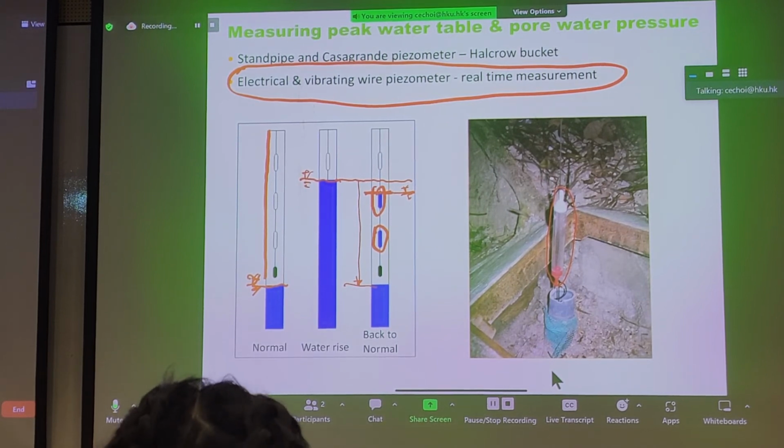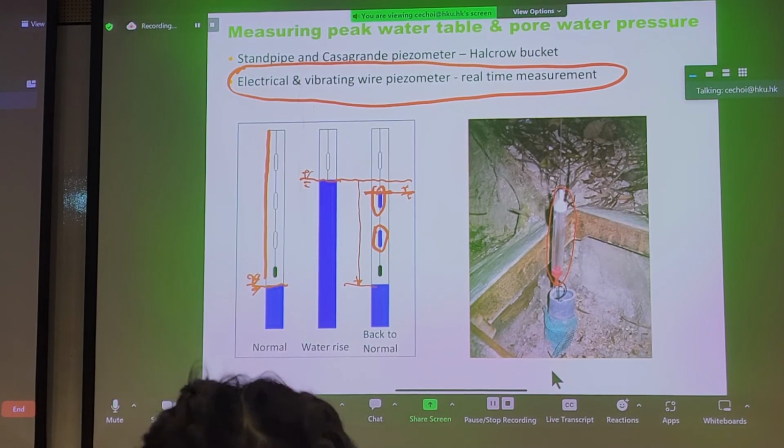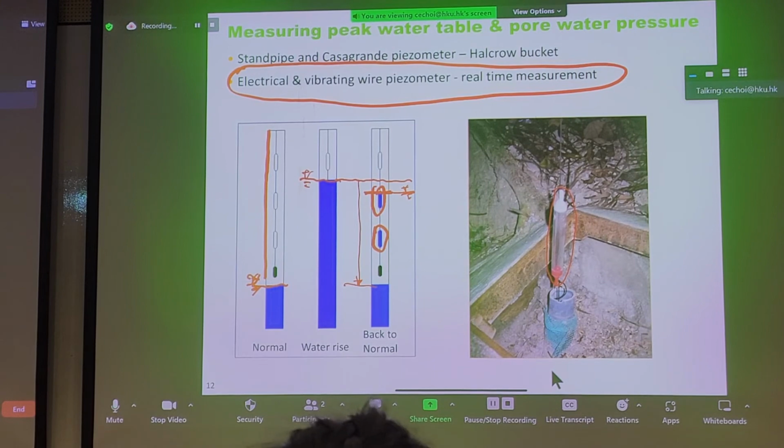We won't talk about the principle of it, it's more complex, but you get continuous, near real-time measurements of the groundwater response. You connect a data logger, you'll get lots and lots of data over time. You can get the pore pressure response easily.